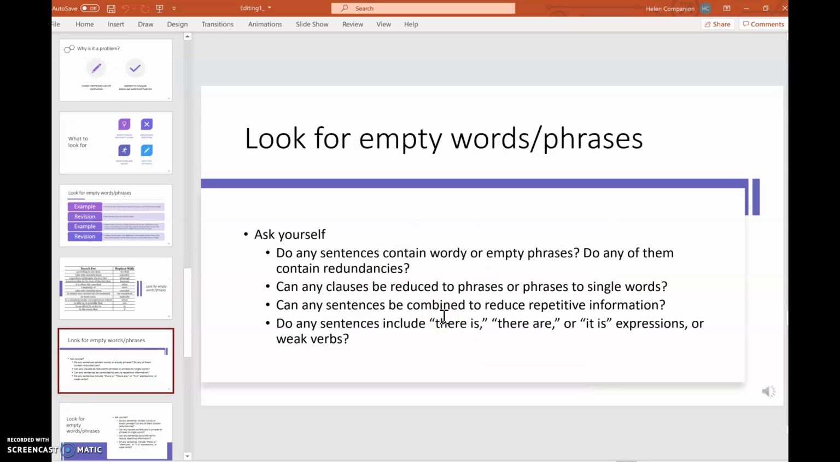So to find empty words and phrases, ask yourself: do any sentences contain empty words or phrases? Do they seem wordy? Do they contain redundancies? Can any clauses be reduced to phrases or phrases to single words? Can any sentences be combined to reduce repetitive information? Or do any sentences include there is, there are, or it is expressions or weak verbs?